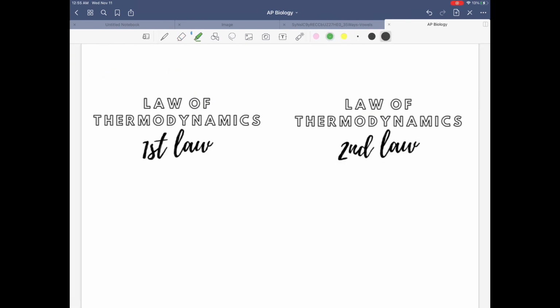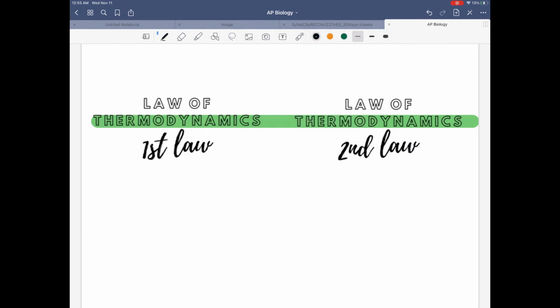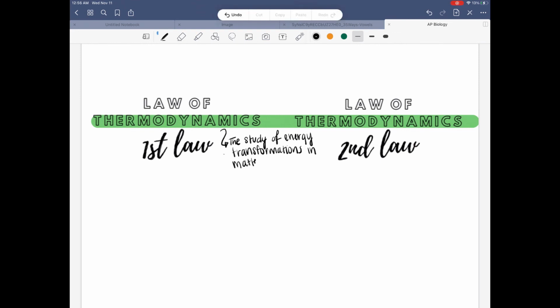The next thing we're going to look at are the two laws of thermodynamics. So, quick refresher, laws of thermodynamics. So, the word thermodynamics, this is going to be the study of energy transformations in matter. Okay, so anytime we're referring to thermodynamics, we're just looking at the energy transformations within matter.